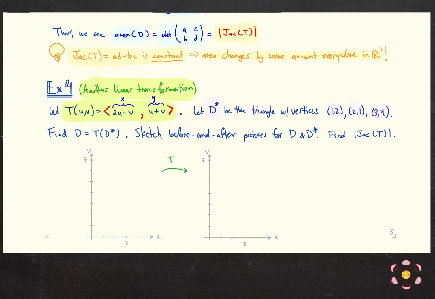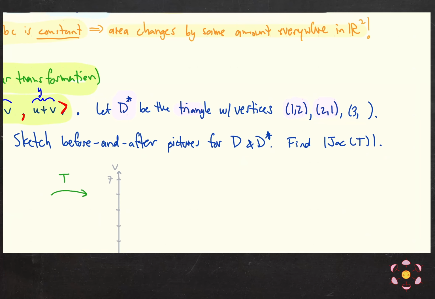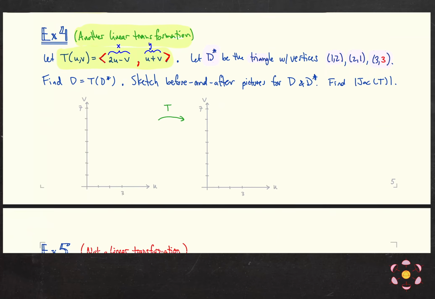Okay, and actually, there's a typo here. This should be a 3. So if you got a printout of the class notes and it has a 4, please just change it to a 3. Okay, so let's start by drawing this in the UV plane. Okay, that is 1, 2. Let's draw that first.